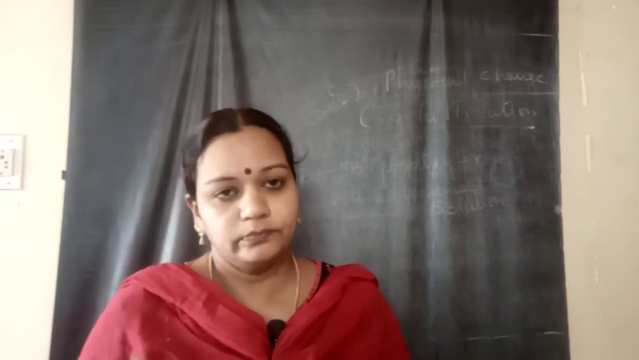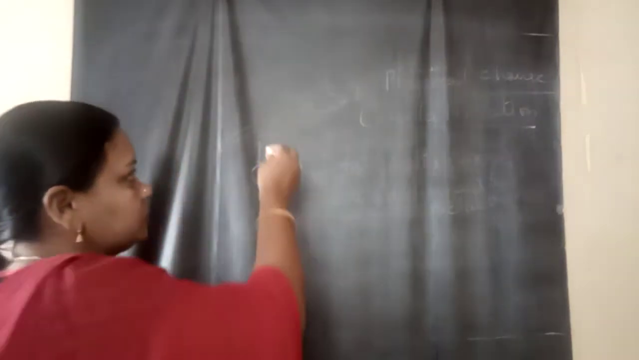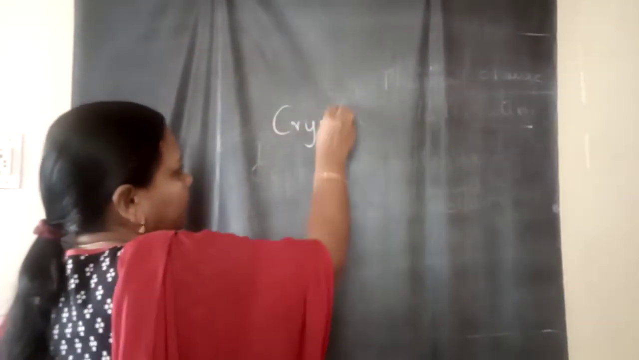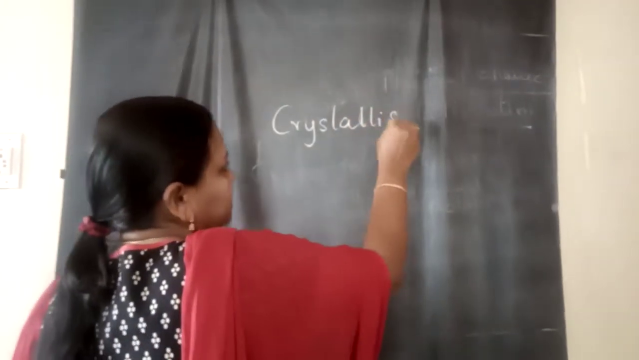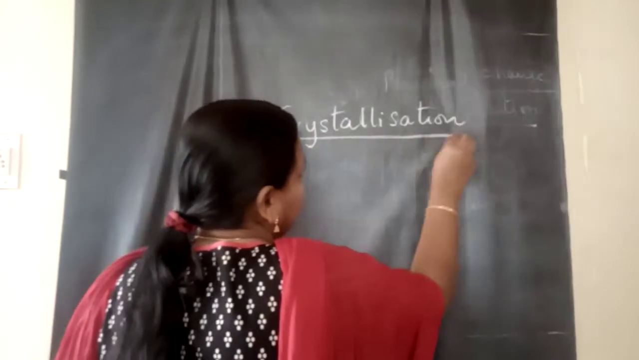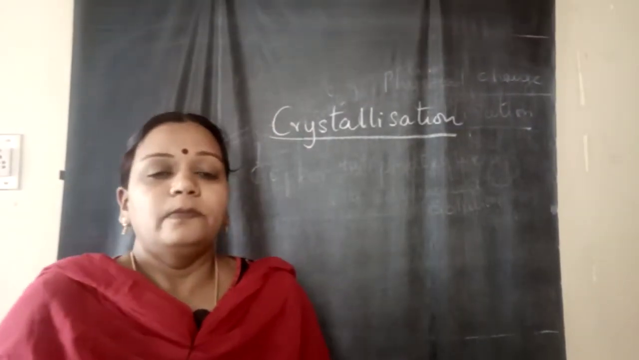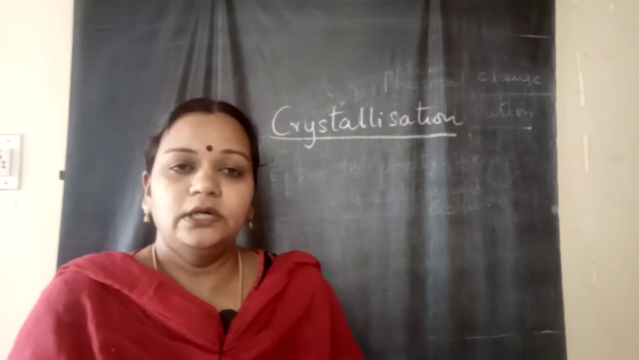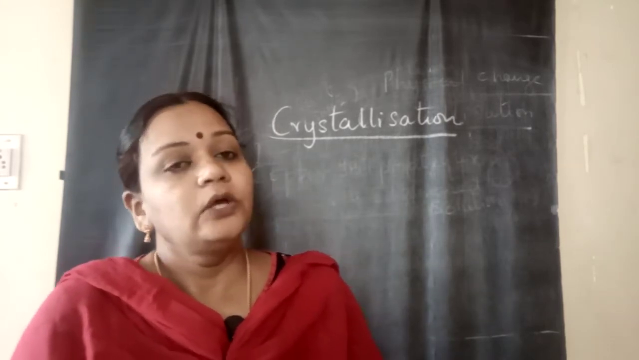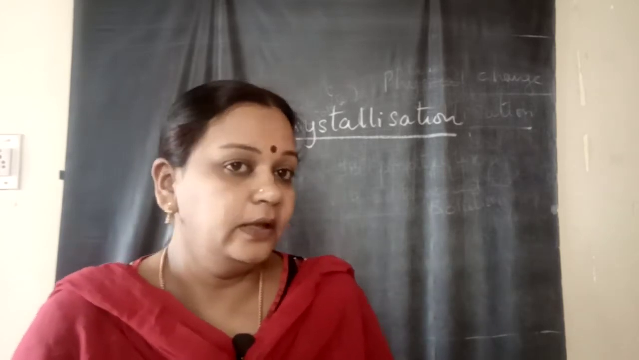So to get the pure form of salt, there is a method called crystallization. Today we will first see about crystallization. This is also a physical change, children. It will be very interesting for you to learn about crystallization. To learn further about crystallization, you have to recollect the activities you did in the 6th class.